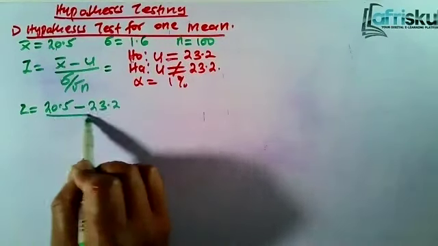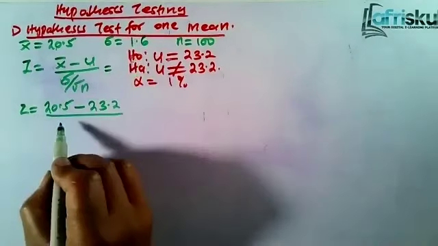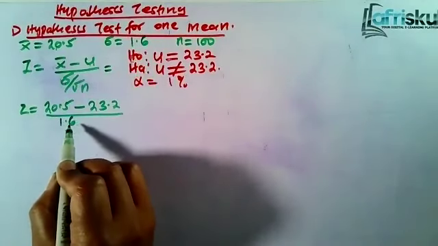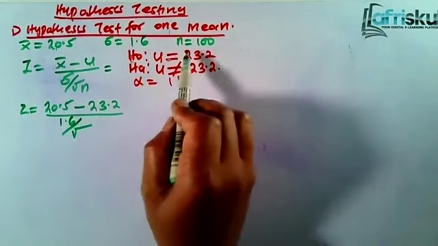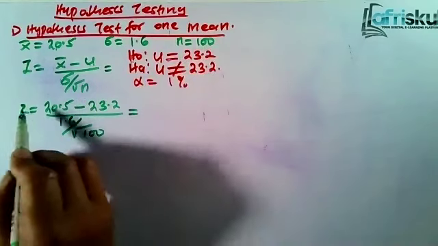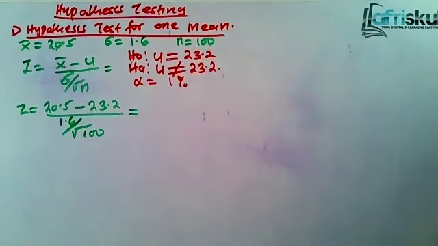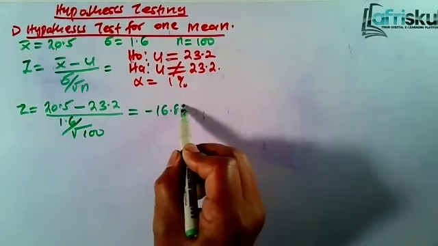23.2 divided by the standard deviation, which we are given as 1.6. So you take 1.6 divided by the square root of N. We are given N, it's 100. So on this one, you get negative 16.875.